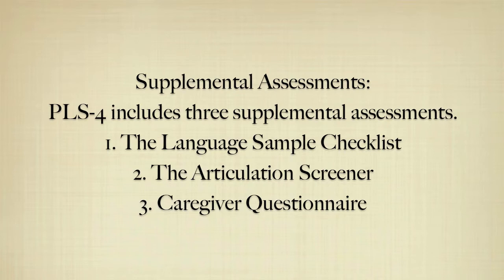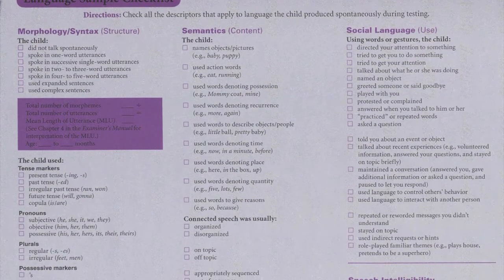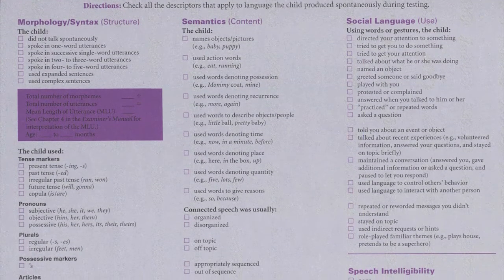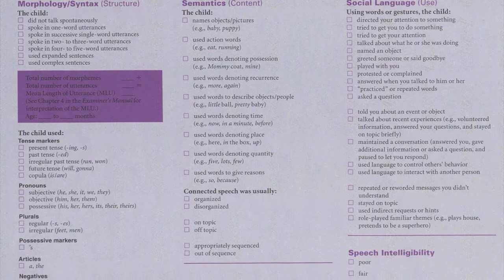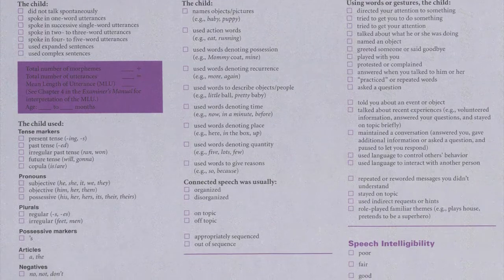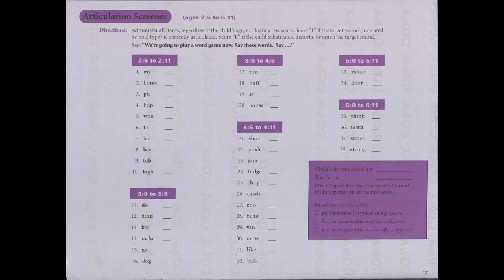The caregiver questionnaire. The language sample checklist is found on page 19 of the record form and provides a means of evaluating a child's spontaneous speech. It allows you to get more information about a child's skill in a less structured task. The articulation screener enables the clinician to test a child's articulation of 19 speech sounds in the initial or final position of the word.